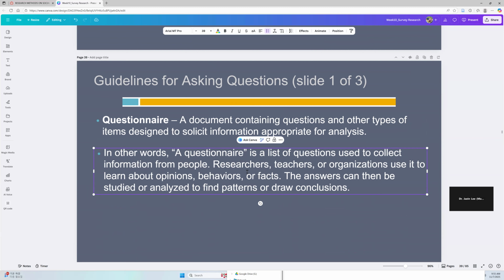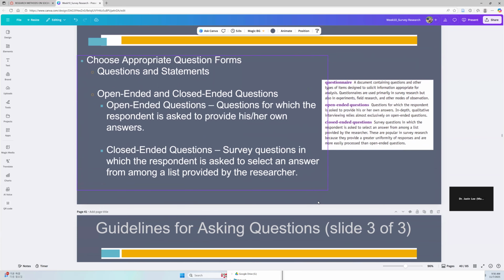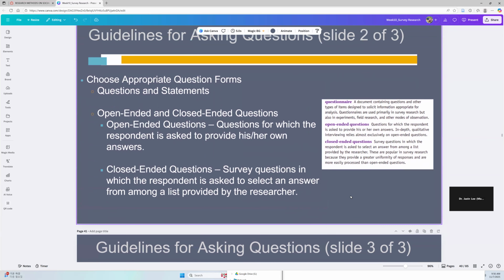Researchers, teachers, and organizers use it to learn about your opinion, your behavior, or your facts, and the answers can be analyzed to find patterns and draw conclusions for explanatory, exploratory, and descriptive studies. So there are many types of questionnaires: the open-ended questionnaire and the closed-ended questionnaire.